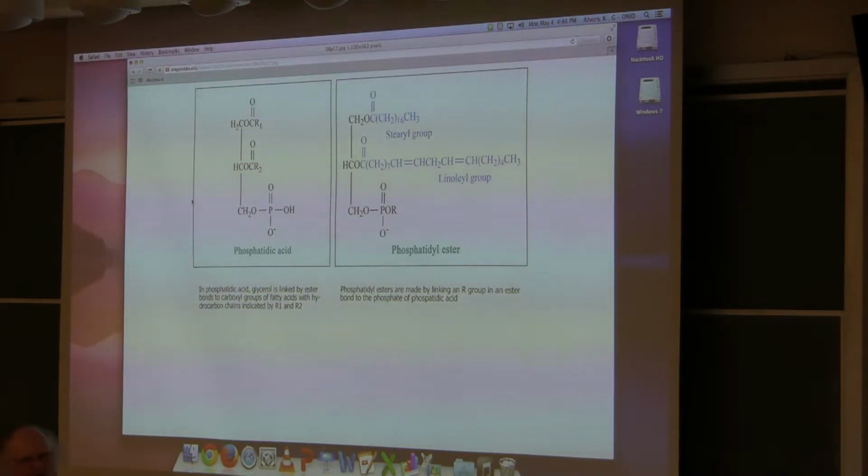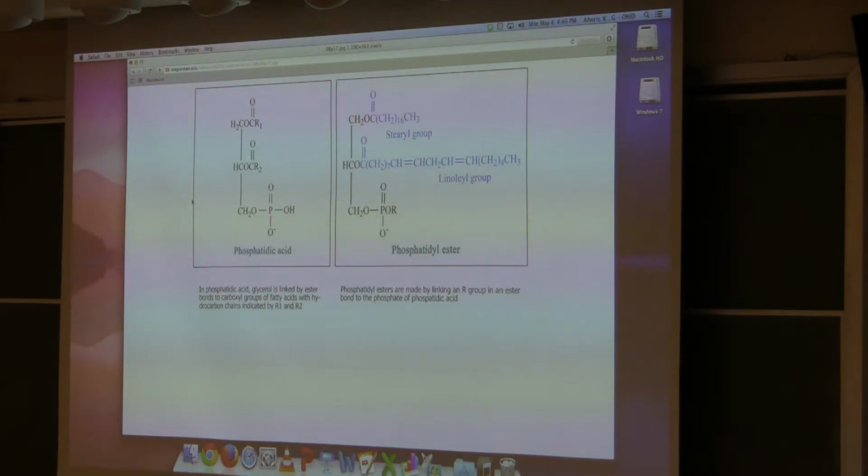The relationship between phosphatidic acid and a phosphatide, which was your specific question, is that if I take phosphatidic acid and I join it to something else, I create a phosphatide. So if I take phosphatidic acid and I join the phosphate to a serine, I make phosphatidyl serine. If I join it to choline, I make phosphatidyl choline. Yes?